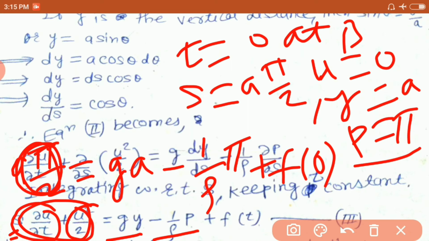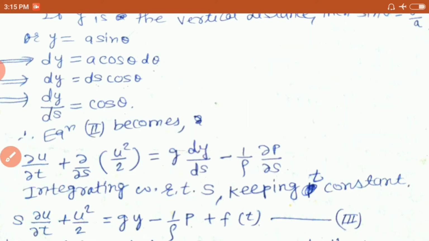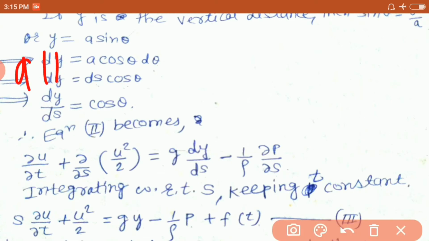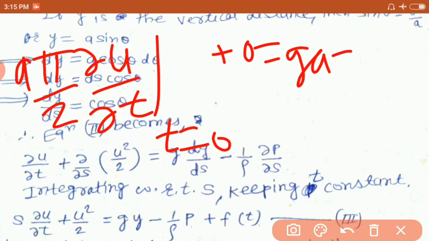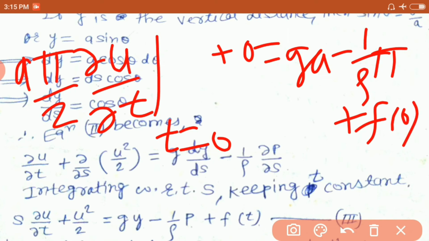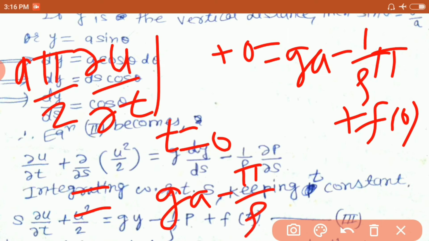So this can be written in this way: a pi by 2 ∂u/∂t at t equal to 0, this will be 0, is equal to ga minus 1 by rho pi plus f of 0, and this can be written as ga minus pi by rho plus f of 0. Suppose this is number 5.